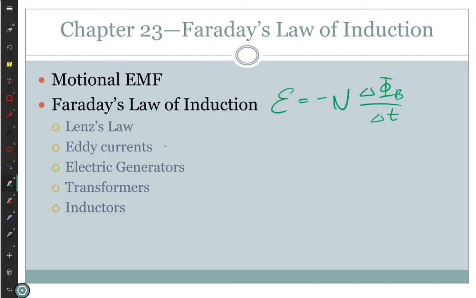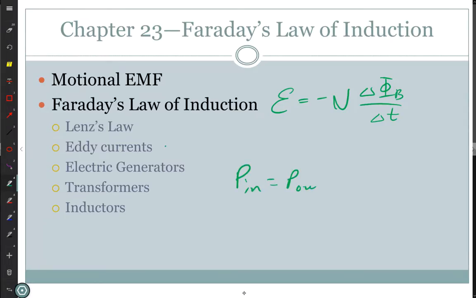Transformers. What do transformers work on? They work on alternating current. If you have DC, it won't work. You will assume, unless told otherwise, that it's a perfectly efficient transformer. For a perfectly efficient transformer, you have no energy loss. So power in equals power out, which means V1 I1 equals V2 I2.